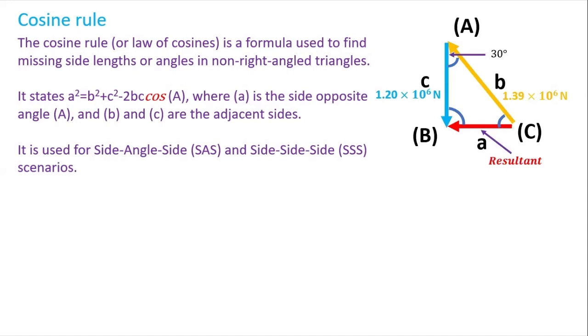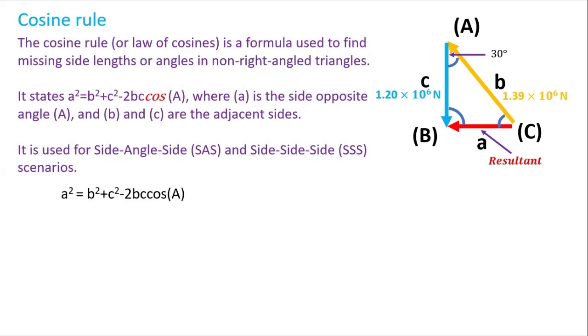So here, this is the drawing now. You can see small a is the resultant, so its opposite angle is 30 degrees. Small b is the lift, 1.39 × 10^6 Newton, and its opposite angle is capital B. The weight, 1.20 × 10^6 Newton, is small c, and its opposite angle is capital C.